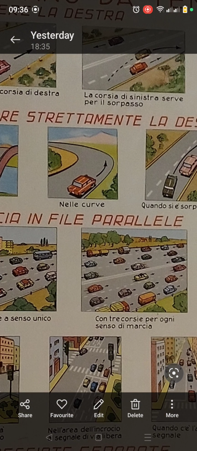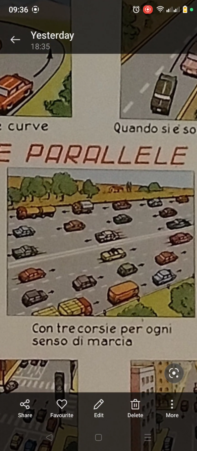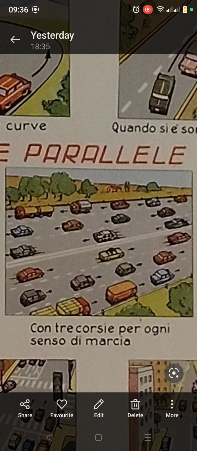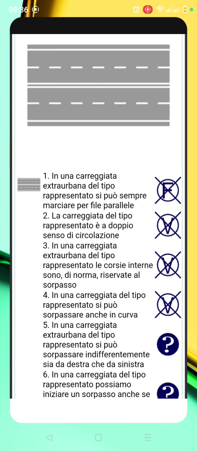Then when they talk about file parallele, look at the file parallele. Because of intense traffic, they can be driving side by side. So when there is intense traffic. So let me go back to the question.